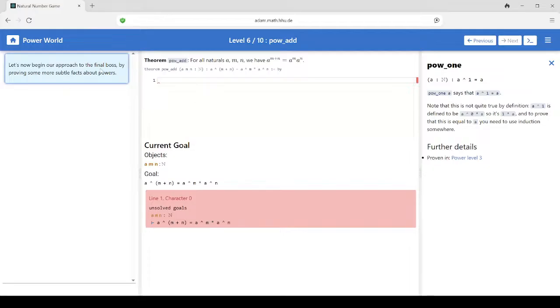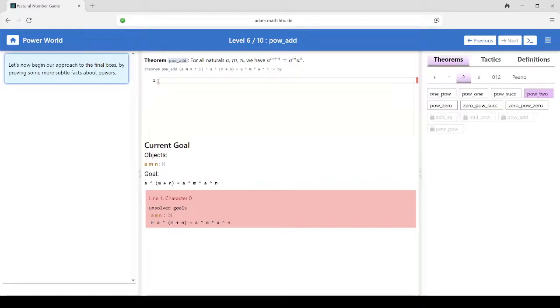Let's now begin our approach to the final boss by proving some more subtle facts about powers. Alright, so we just proved power 2. Anything to the power of 2 equals the thing times itself. Squared, you might say. Okay. Theorem power add for all natural numbers.